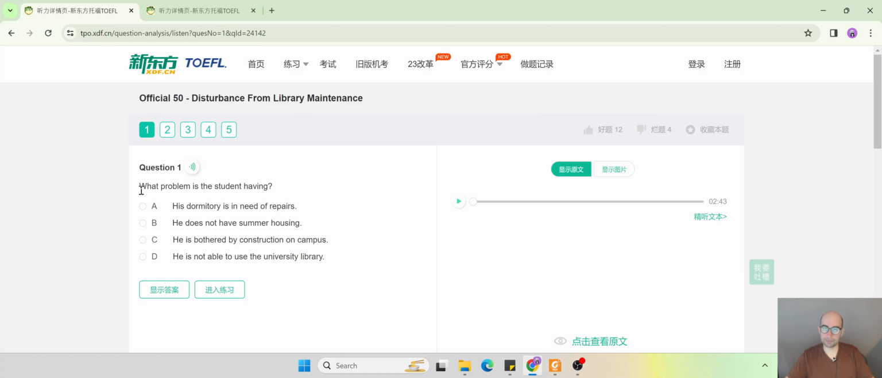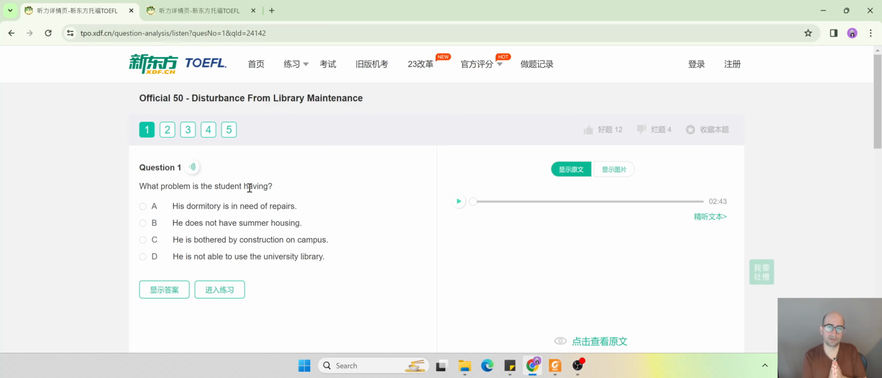So step one, obviously read the question and identify the keywords, kind of like we did in TOEFL reading with the factual question. "What" is not a keyword, but it does tell me that it's a detailed question. "Problem" is a keyword. "Is the student having?" Student's a keyword, and obviously "having," right? Experiencing.